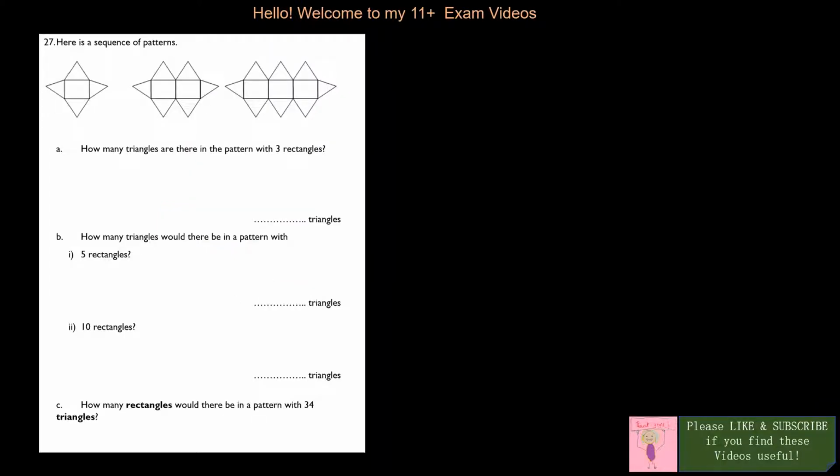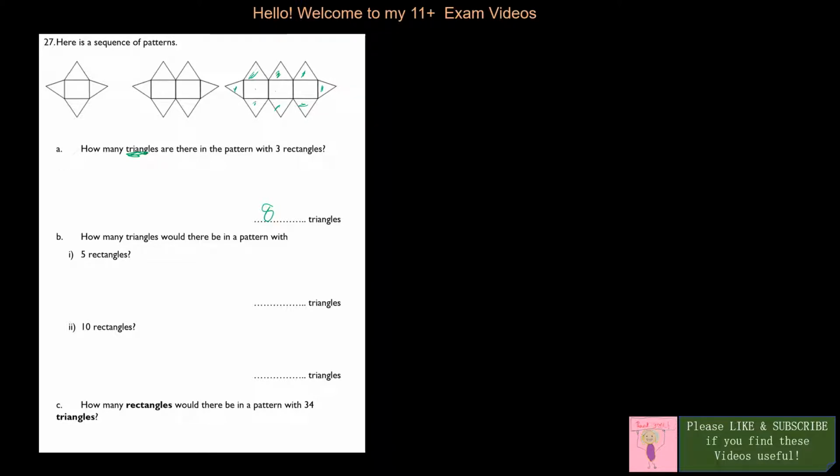The next question is, here is a sequence of patterns. How many triangles are there in the pattern with 3 rectangles? Okay, now how many triangles? We have to find the number of triangles with 3 rectangles. So where there are 3 rectangles, 1, 2, 3 rectangles. So for this one, we have 1, 2, 3, 4, 5, 6, 7, 8. So we have 8 triangles.